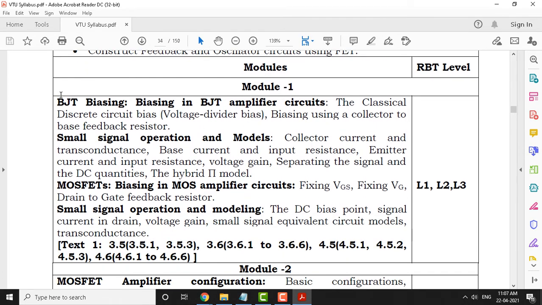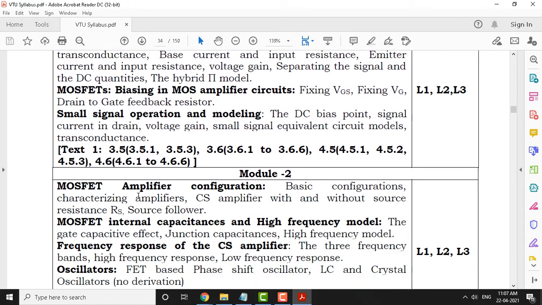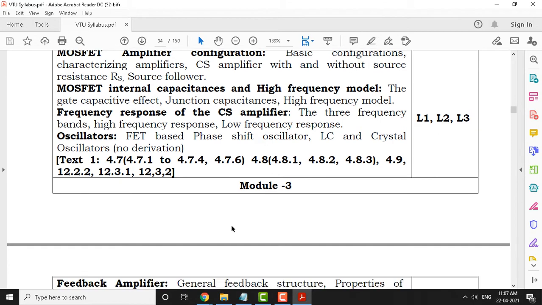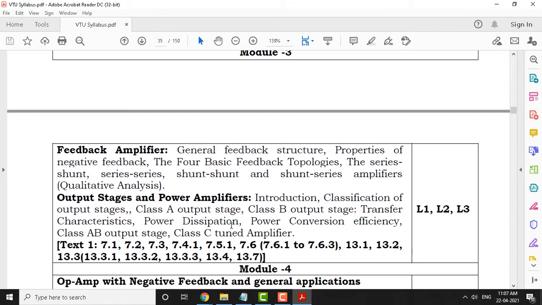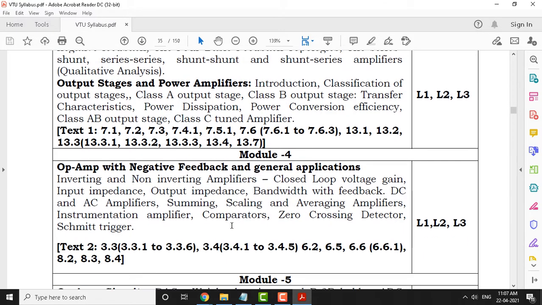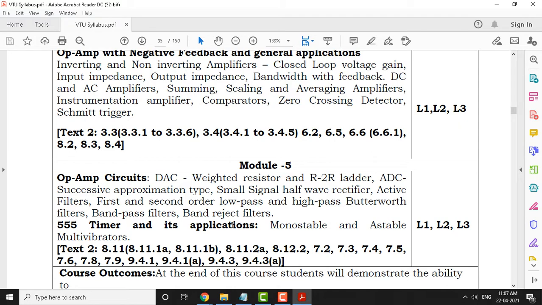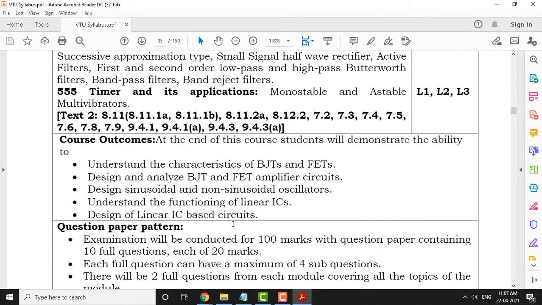Module 1 seems to be a little bit lengthy because so many things we need to cover in module 1 related to BJT as well as MOSFETs. Module 2 particularly talks about MOSFET amplifier configuration and its related things. Module 3 talks about feedback amplifiers and power amplifiers. Module 4 is purely on op amp with negative feedback and general applications. Module 5 talks about op amp circuits only.